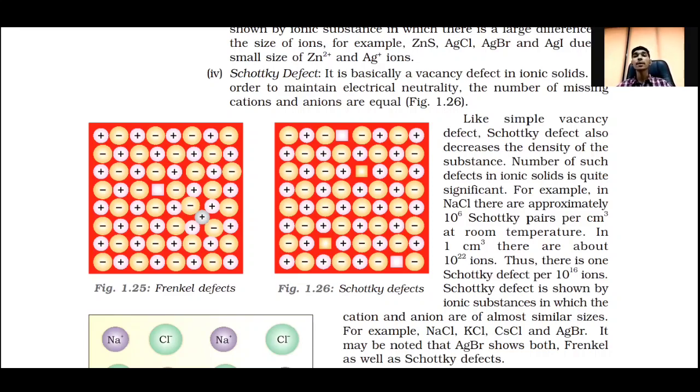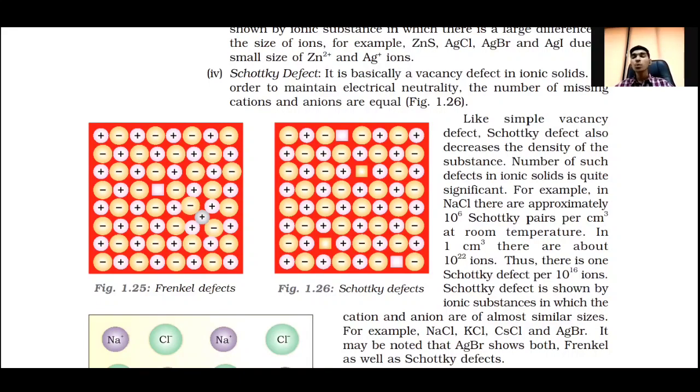ठीक है, मतलब इलेक्ट्रिकल न्यूट्रलिटी तो मेंटेन करना ही पड़ेगा। ठीक है, so like simple vacancy defect, Schottky defect also decreases the density. मतलब vacancy defect कोई भी हो, आयोनिक में हो नॉन आयोनिक में हो, डेंसिटी तो कम होगा ही होगा। ठीक है, so the number of such defects in an ionic solid is quite significant. For example, in NaCl there are approximately 10 raised to 6 pairs of Schottky defects per centimeter cube. मतलब 1 सेंटीमीटर क्यूब में 10 raised to 6 Schottky defect होता है at room temperature.